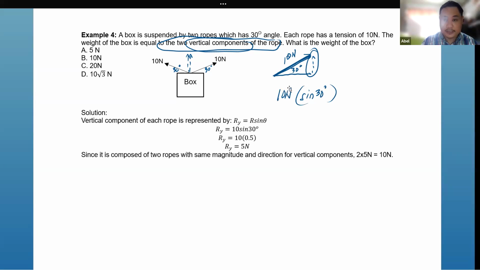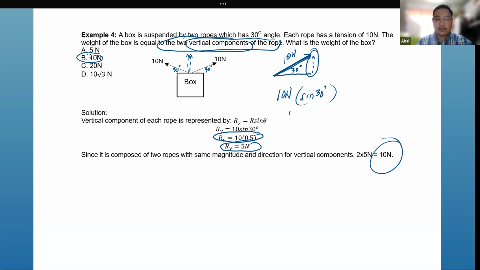And what is sine of 30? If you could recall, that is 0.5. So 10 Newtons multiplied by 0.5, and we will be left with 5 Newtons. Now take note that it's just one component, which is the 5 Newtons only. There's the other rope, right? Two vertical components, one for each rope. Since they are the same, we have 5 Newtons plus 5 Newtons, and that would be letter B, 10 Newtons.